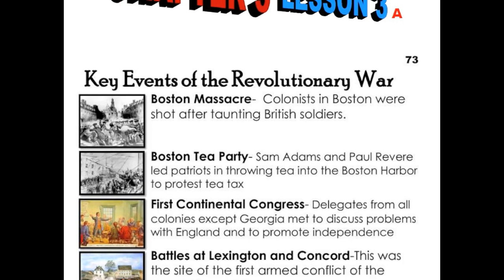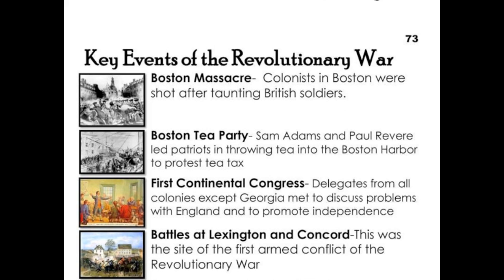So the ones that you're going to be responsible for in the checkpoint tomorrow is knowing a few key things here. The Boston Massacre, colonists in Boston were shot after taunting British soldiers. Boston Tea Party. These two dudes, Sam Adams and Paul Revere, led patriots in throwing tea to the Boston Harbor to protest a tea tax.